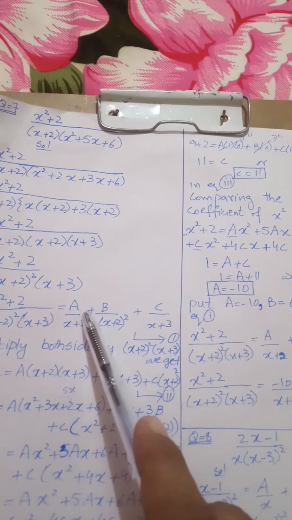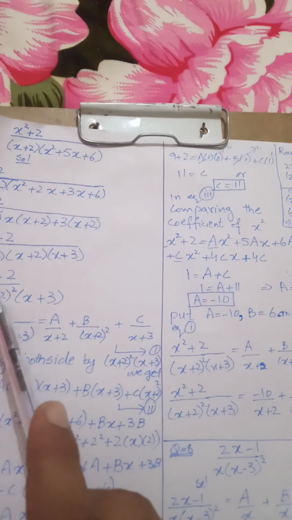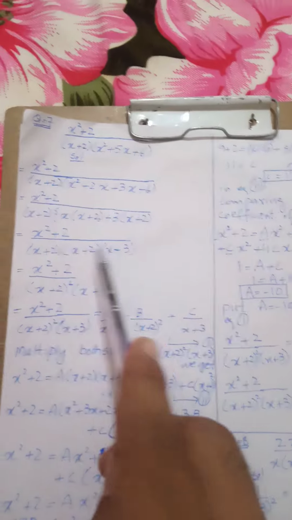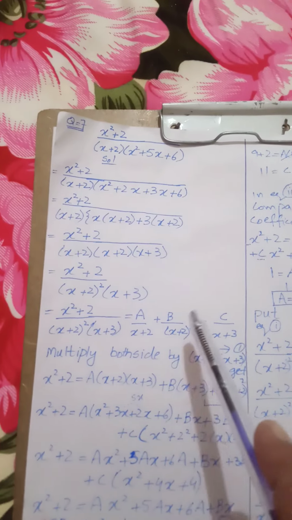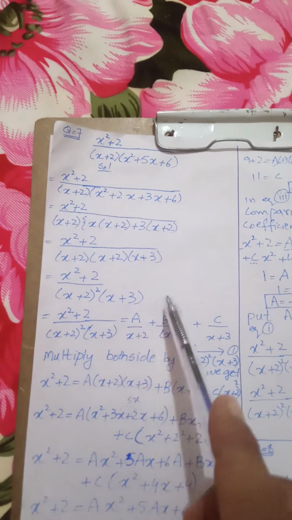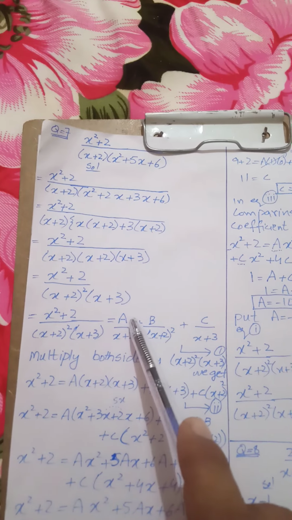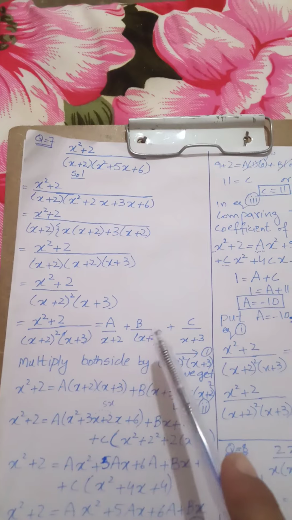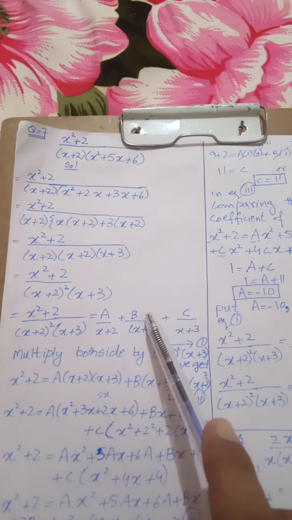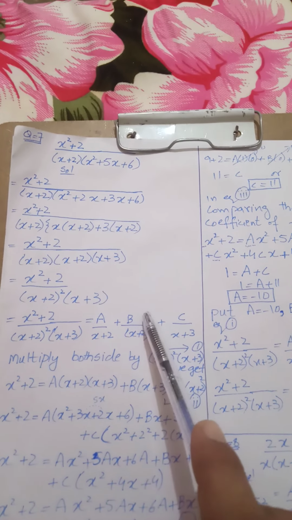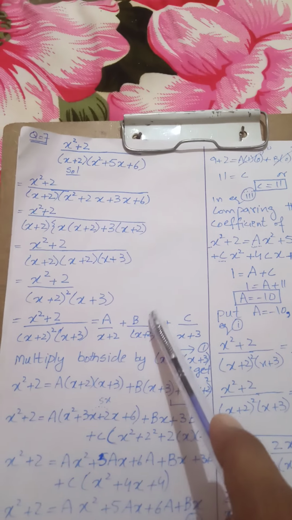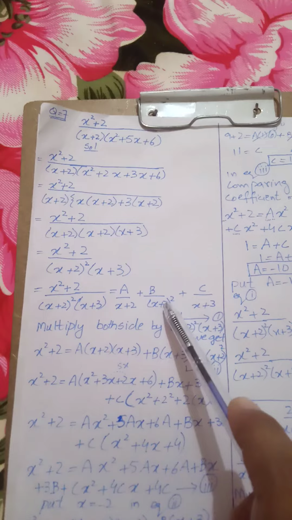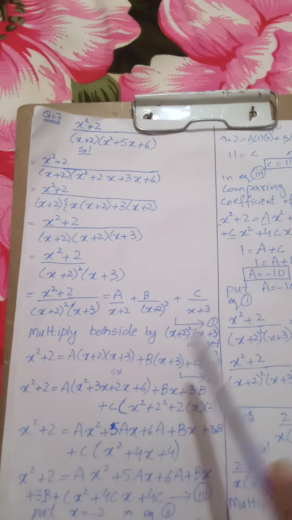If we write x plus 2 whole square x plus 3 in this form, x plus 2 will be cancelled, and x plus 2 times x plus 3 will be the remaining part. Similarly, when we multiply b by x plus 2 whole square into x plus 3, x plus 2 whole square cancels out, and there will be just x plus 3. So this is the x plus 3 value.